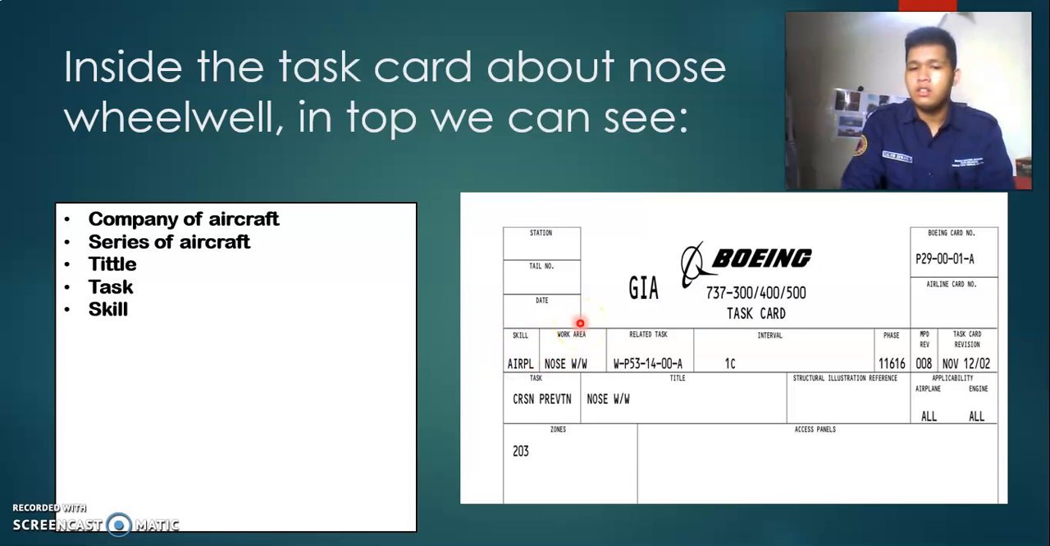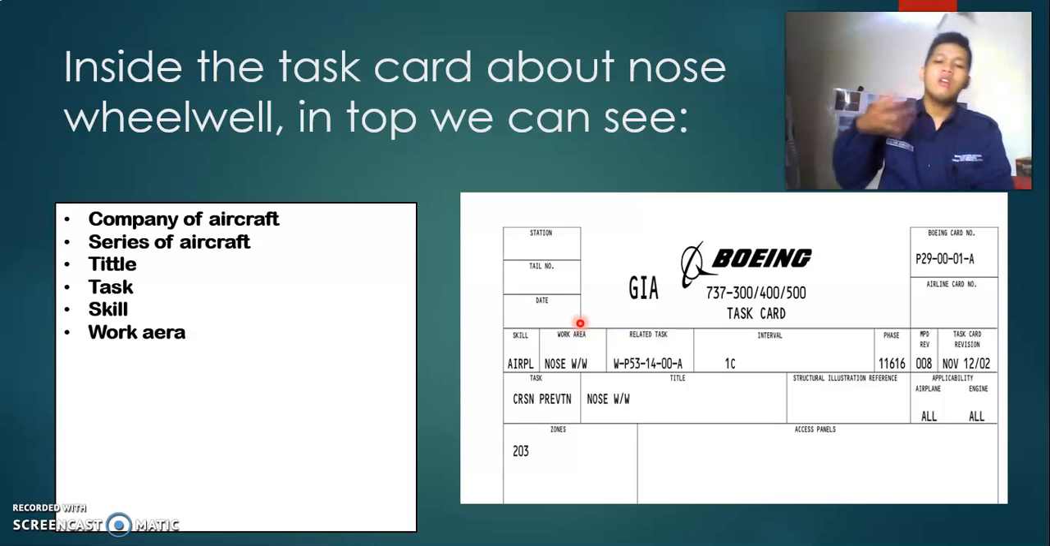Now after we know who the person is, we see the work area. The work area for the nose wheel well is in the nose landing gear. So I know you will ask what the nose wheel well is. In the last slide, I will show you what the nose wheel well is and describe it.